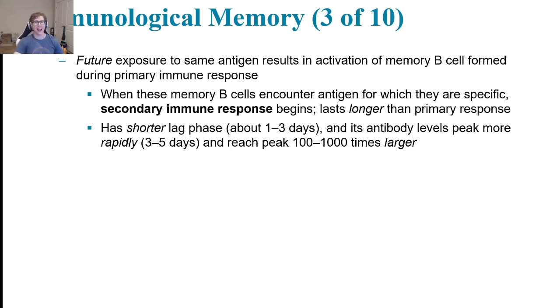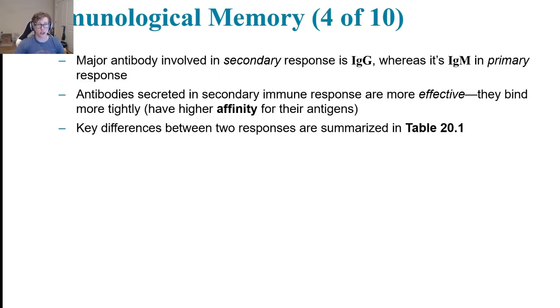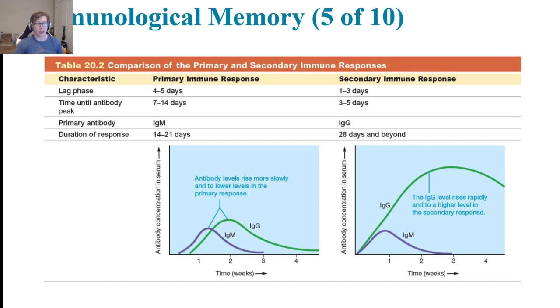So, how does this look on a graph or a chart? Primary one, there's a longer lag time, longer peak. The primary antibody is that IgM, or that pentamer, where it's that big circle one, because remember, the body wants to be as efficient as possible, so it's going to produce those really, really big ones to have an effect. Duration of response, 14 to 21. If you can see here, the antibody levels rise slowly and at lower levels in the primary response.